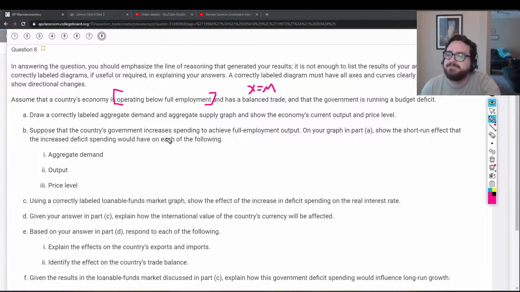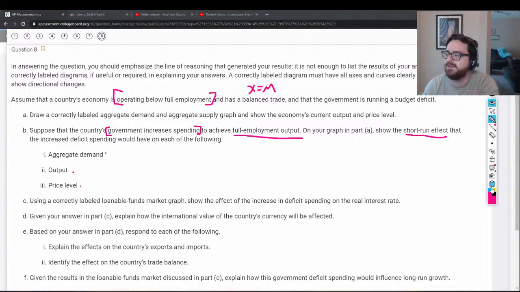So there's A. Suppose their country's government increases spending to achieve full employment output. On your graph, show the short run effect. Again, thank you, Christ, for short run. That the increased deficit spending, which yes, it is deficit spending if they're increasing spending here, on each of the following. Show how it affects aggregate demand, output, and price level.